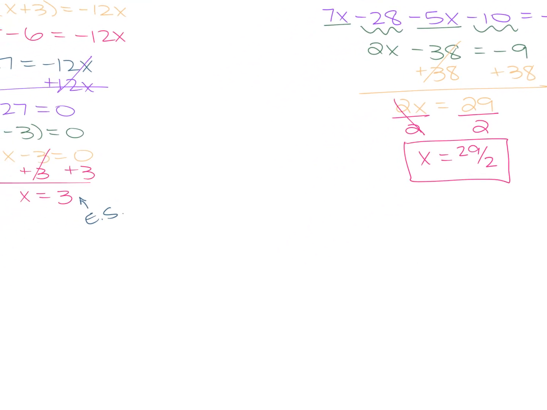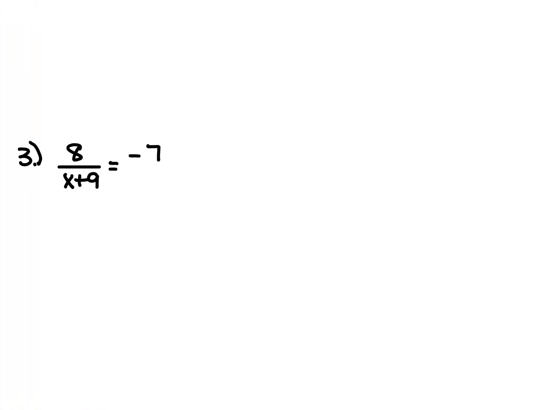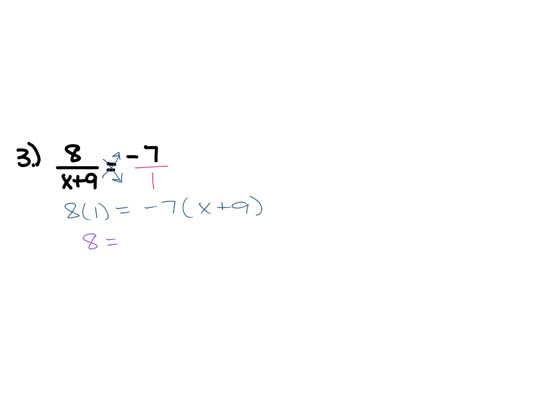For number 3, we have 8 over x plus 9 is equal to negative 7. This negative 7 is like saying negative 7 over 1. So when you have a fraction equal to a fraction, you're just going to cross multiply and simplify. So you're going to do 8 times 1 is equal to negative 7 times x plus 9. The 8 times 1 is 8. The negative 7 gets distributed in, so that's negative 7x minus 63.